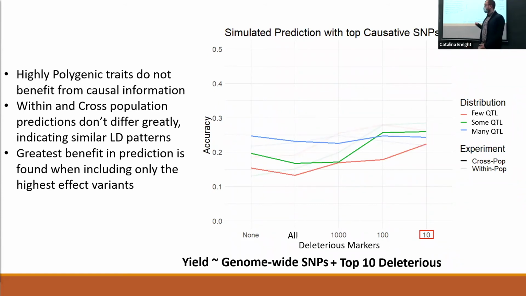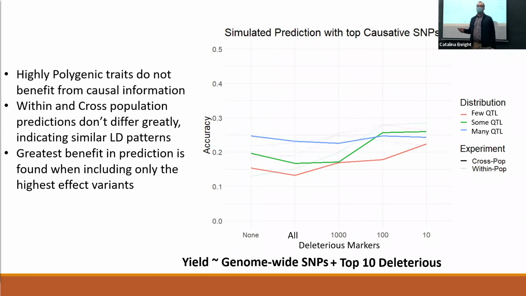What we do see is this blue line shows that under a highly polygenic trait, even knowing the most causative QTL, the highest effect is not going to help anything. But that's thousands of QTL, very small, and I don't expect that to be true. But we do see a big bump in the other genetic architectures, but only after we narrowed in on the top SNPs, the green and red, only including the top 100, top 10. Including everything does not help us.